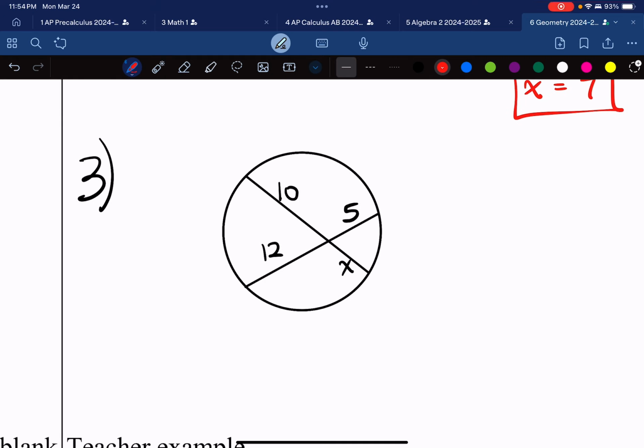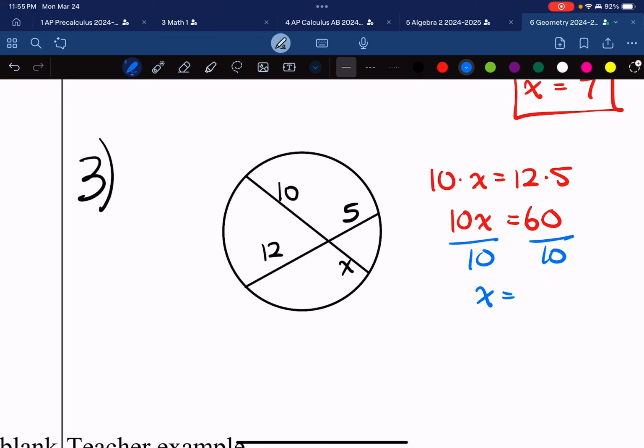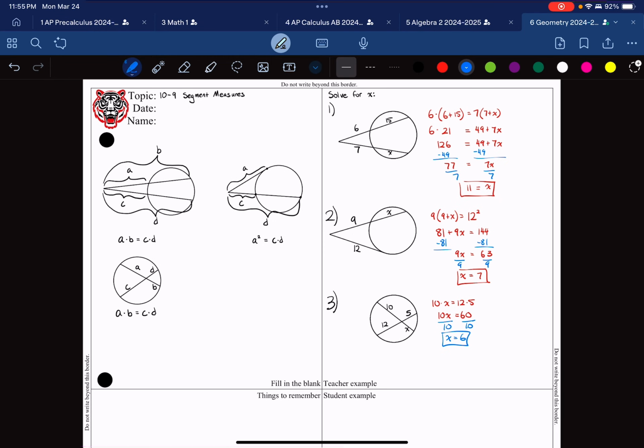This one is the easiest because you don't have to add anything. You can just say 10 times x is equal to 12 times 5. Therefore, 10x is equal to 60. Divide both sides by 10, and x is equal to 6. Nice and straightforward. All right, that concludes the notes for 10-9 for geometry.